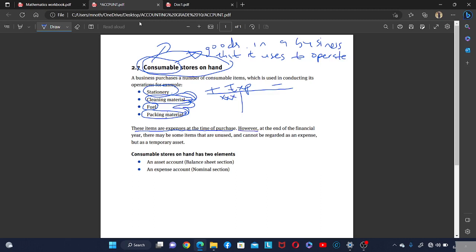However, at the end of the financial year, there may be some items that are unused. Okay, so the business can buy stationery at the beginning of the year. We know that it will be regarded as an expense at that time. But what happens when at the end of the year there is stationery remaining that was not used? In that case, we cannot regard that stationery as an expense.